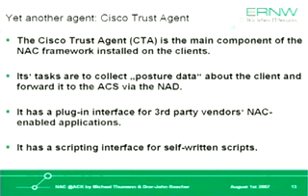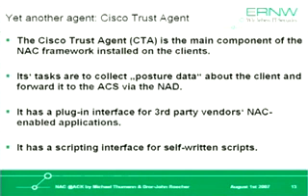And it basically has 2 tasks. Its first and main task is to collect data, which is so-called posture data or credentials about the client, and forward it. That's basically the main task of this, right? Collect, number 1, forward it to the access device, or the ACS via the access device, number 2. And quite interesting, it has a plugin interface for third-party vendors' NAC-enabled applications. Like if you have a McAfee antivirus solution, you can plug it into the Cisco NAC solution via the plugin interface, if McAfee supports it. McAfee does, in this case.